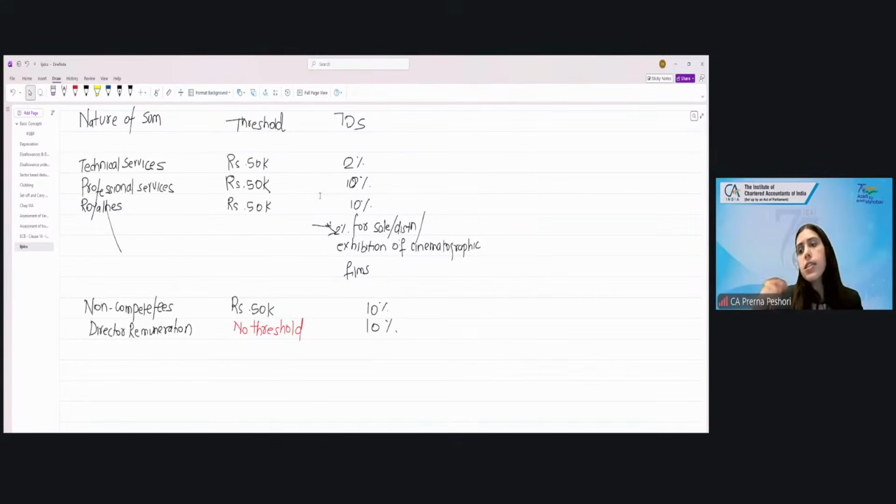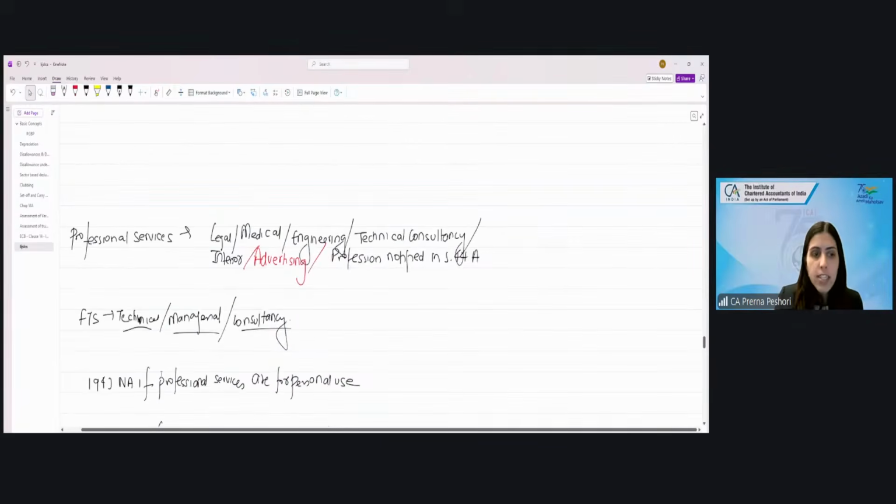Fees for professional services, 60,000. So only on the professional services, there will be TDS. On technical services, there will not be any TDS because there's a separate threshold which is given. Okay? Now, let's say for example, here where the TDS is not attracted, where the payments are for personal nature. In that case, if the professional services are for personal use, there will not be any TDS.